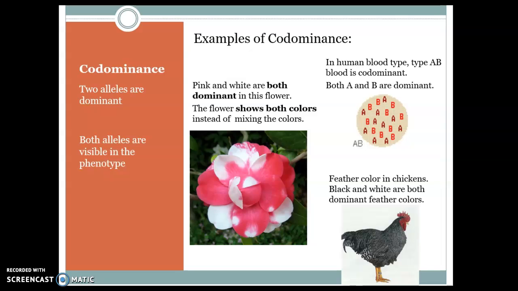In this chicken, we say this is a checkered chicken. Black feathers and white feathers are both dominant. So this chicken inherited black feather gene from one parent and a white feather gene from the other parent. So he is heterozygous codominant, or she is.